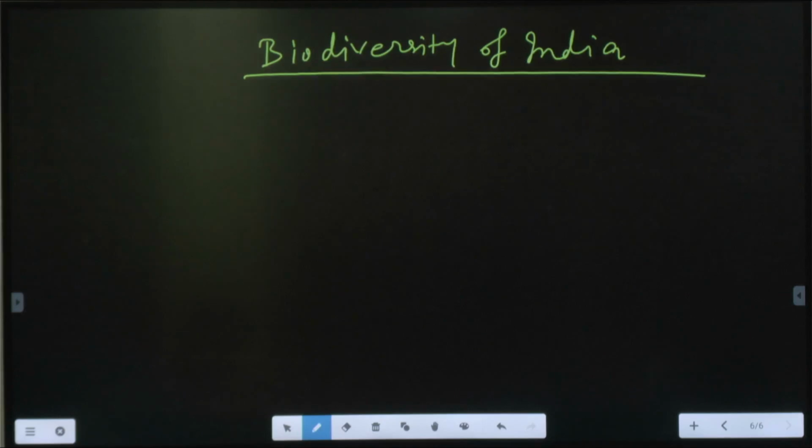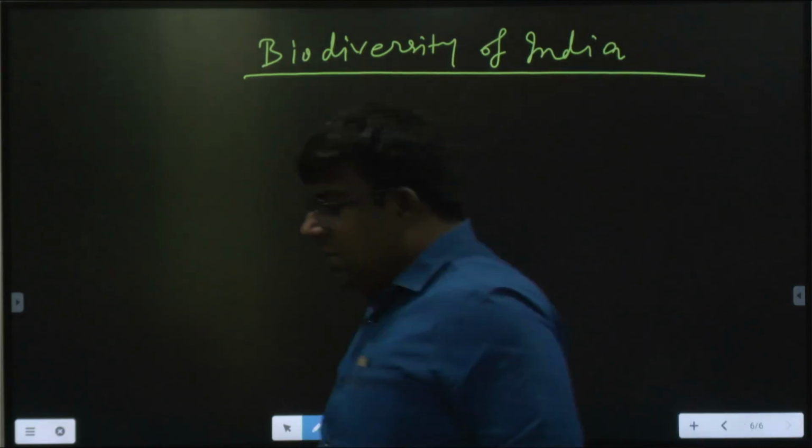According to an estimate of IUCN, the International Union for Conservation of Nature, 784 species have gone extinct in the past 500 years.